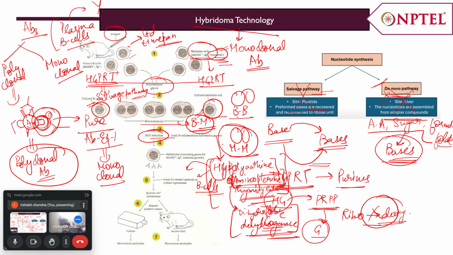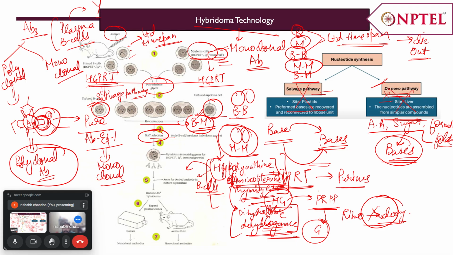Okay, and how will we now, out of the five populations that we have, so we have B cell, myeloma cell, BB fused, MM fused, and the BM. Out of these populations, myeloma cells are wiped out because they cannot grow without the nucleotide synthesis. Now, how will we separate the B and the BB fused? As we talked about, they have a very limited time span, so they will die out eventually. They will not grow in the medium.